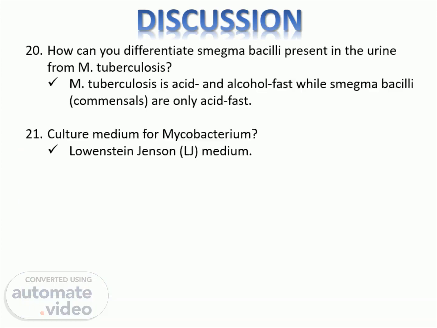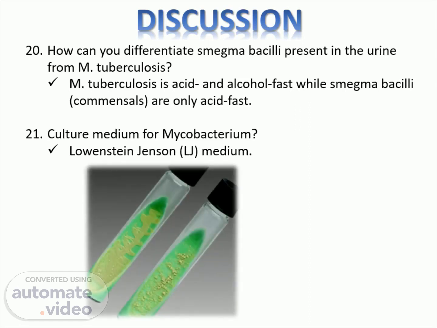How can you differentiate smegma bacilli present in the urine from M. tuberculosis? M. tuberculosis is acid and alcohol fast while smegma bacilli, commensals, are only acid fast. Next question. Culture medium for Mycobacterium? Lowenstein-Jensen, LJ, medium.